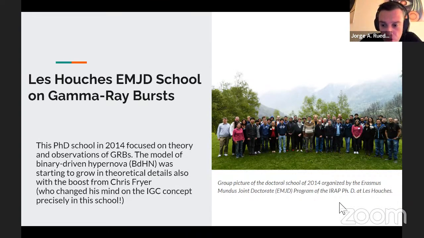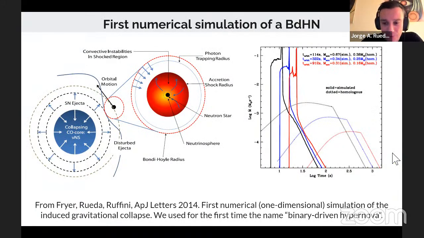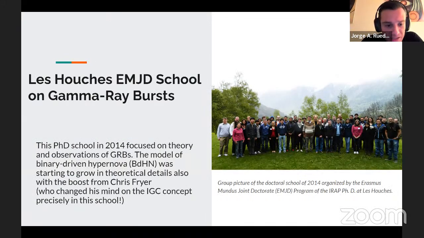And this actually was boosted by the addition of Chris Fryer, that is here in this picture, you see here, next to you, Carlos. You see here is Chris Fryer next to you. I recognize now. Yeah. And I always want to remember that he changed his mind on the IGC content. He was actually trying to show that this mechanism couldn't work.